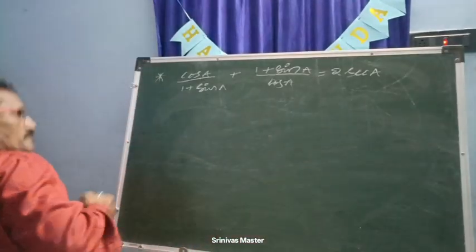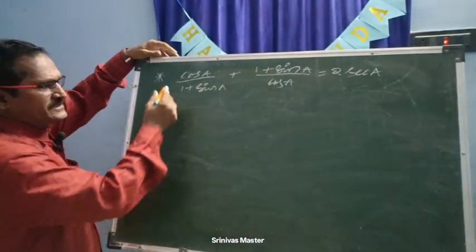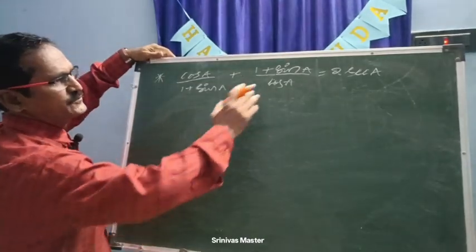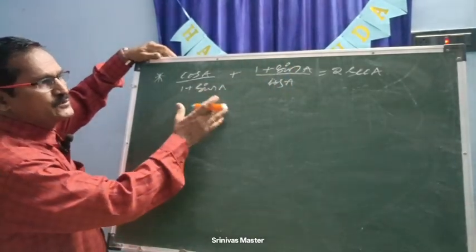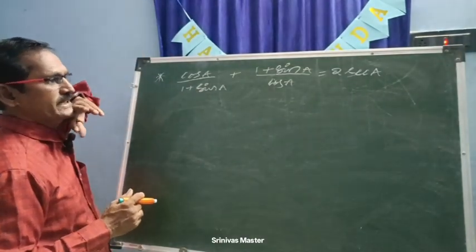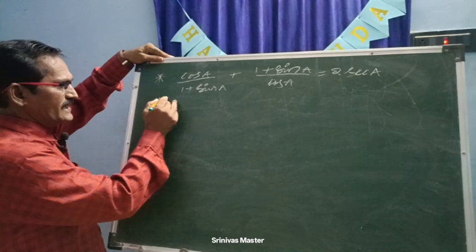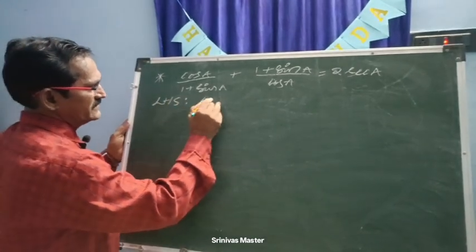So how to prove? See here, take this LHS. Because if we take the LHS, it is easy to prove the RHS. If we take RHS, it is very troublesome to get the LHS. We can get it, but it takes more time. Okay, so take this LHS. What is this LHS? What is given?